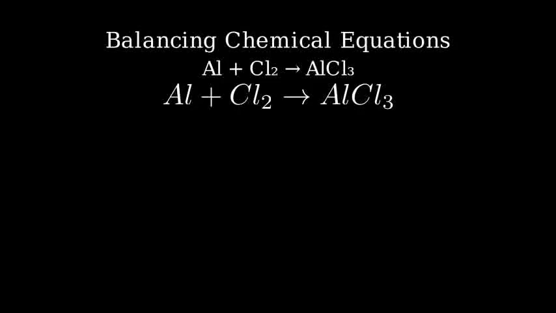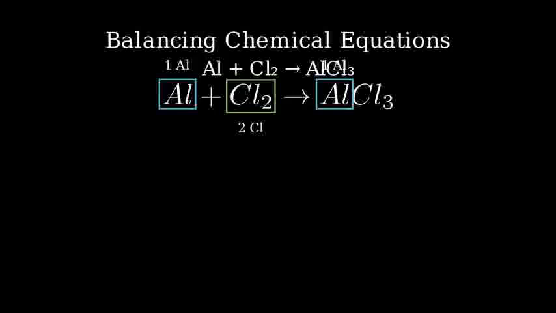Let's analyze each element. On the left side, we have one aluminum atom. On the right side, we also have one aluminum atom. For chlorine, we have two chlorine atoms on the left side because chlorine exists as a diatomic molecule. But on the right side, we have three chlorine atoms. Let's start by balancing chlorine.